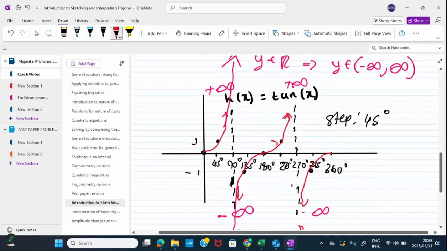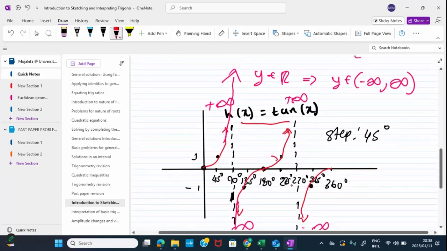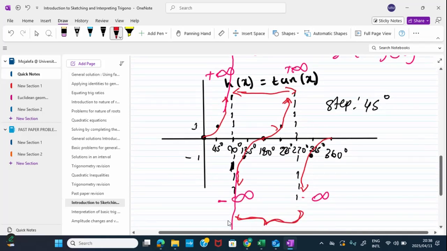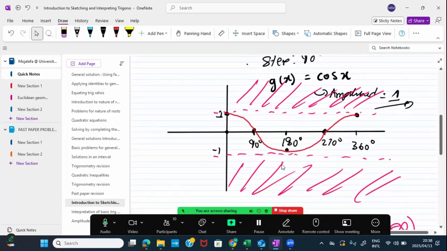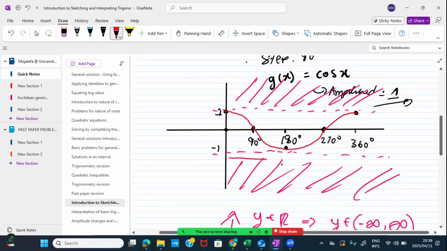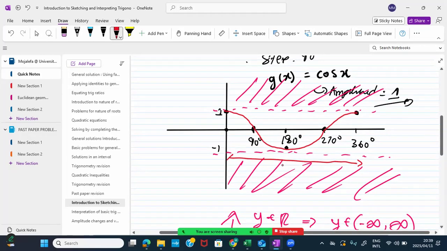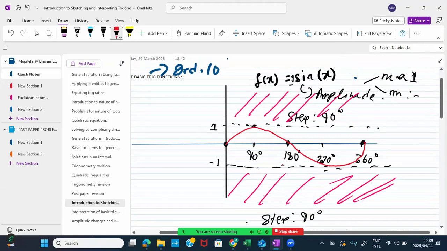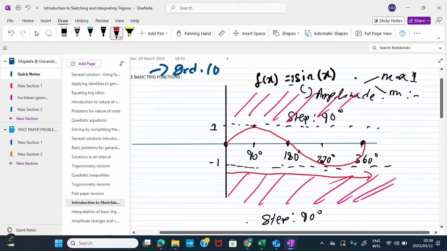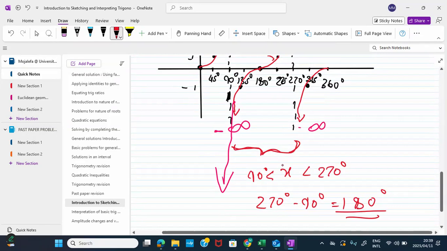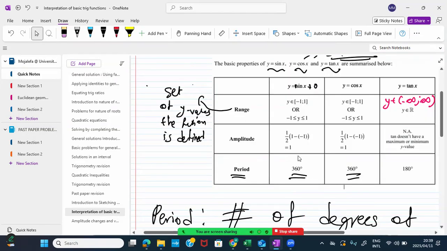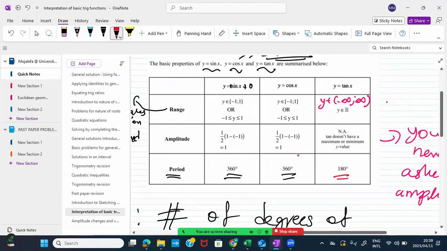So that's where it must take these degrees from here to there to complete. Do you guys understand? Because even for this one, it took these from there to there. Are you guys okay? Yes, sir. So you understand why we have 180.